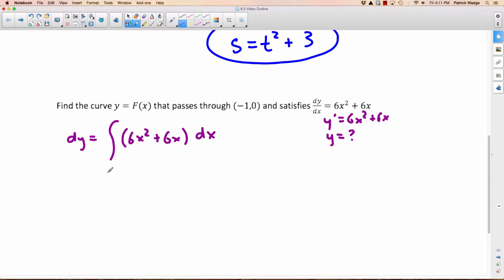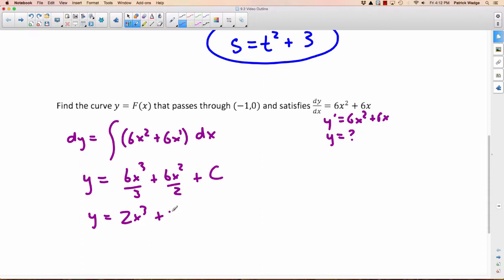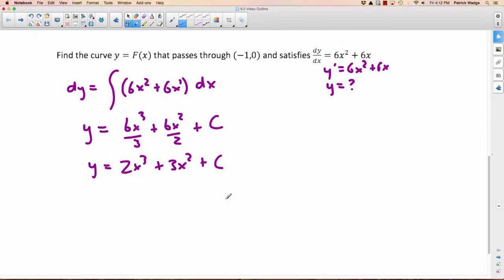And now we have an antiderivative to find. So we're going to take the antiderivative now, so I can actually just write y here. Y equals, well, this raises by 1, and we divide by the same amount. This exponent here raises by 1, divide by the same amount, and we're left with a constant. So y is equal to, simplify, you get 2x cubed plus 3x squared plus c. Great, we have the y function, but I'd love to know how much that constant c is.